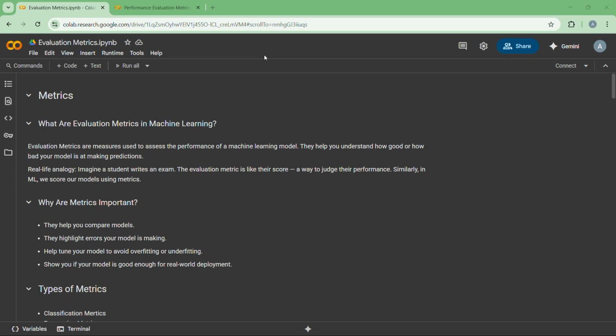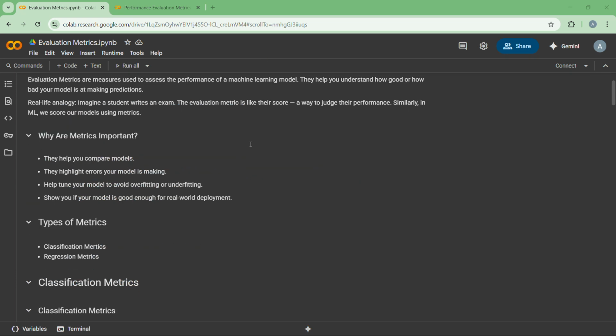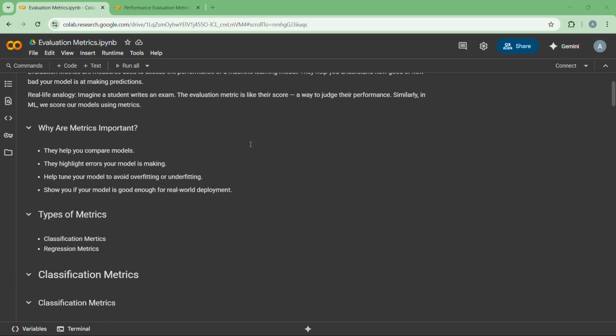So, why are the metrics important? Metrics help you to compare one model to another model, and they show the prediction accuracy, etc. They highlight errors your model is making. Another one is helping tune your model to avoid overfitting and underfitting. And they tell you if your model is good enough for a real deployment environment.